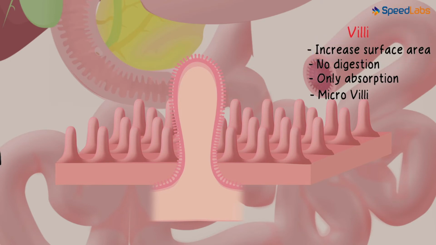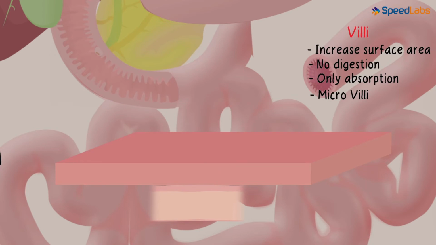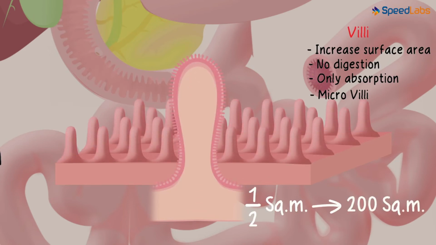But does it significantly increase the surface area? To put it in perspective, the surface area for absorption increases from about half a square meter to approximately 200 square meters. Yes, about the size of an entire tennis court.